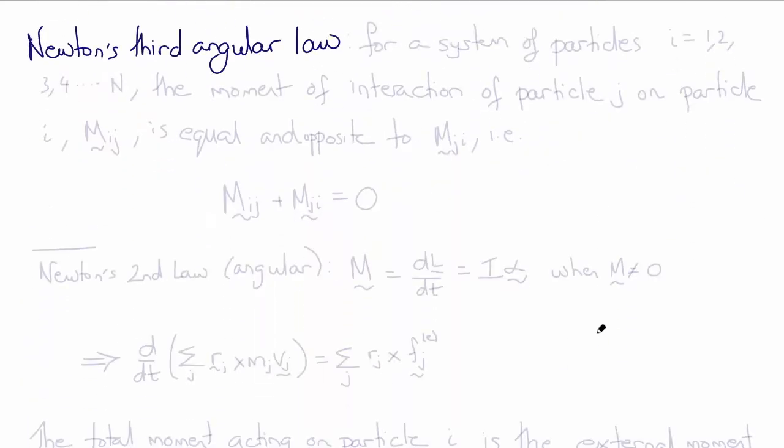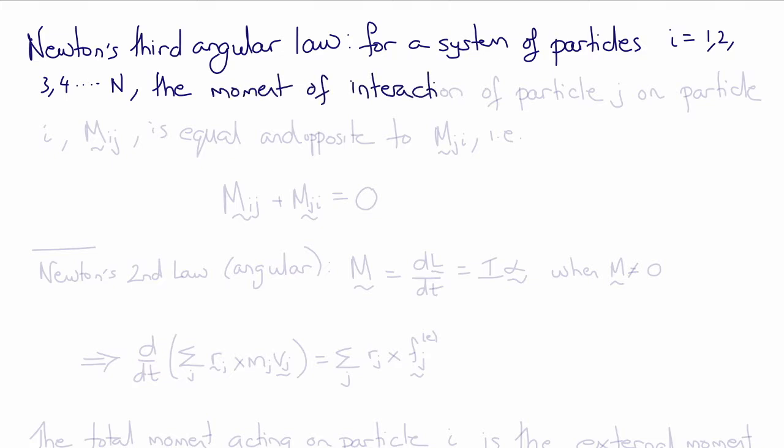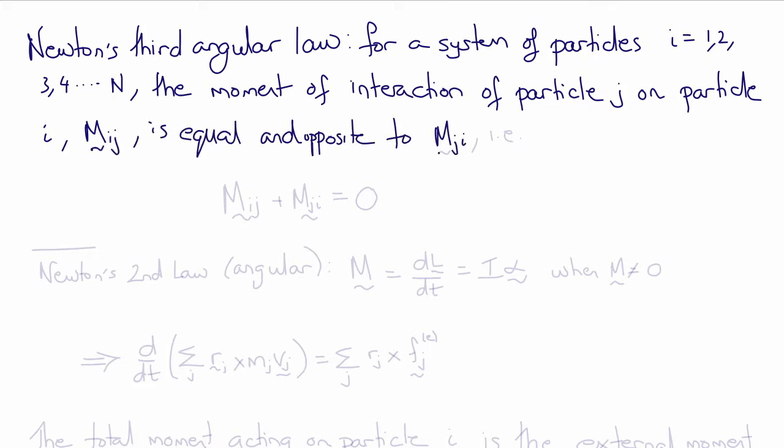Newton's third angular law for a system of particles, i equals 1 through n, states that for every moment interaction, there's a moment reaction. The moment of interaction of particle j on particle i, Mij, is equal and opposite to the moment of interaction of particle i on particle j, Mji. And therefore we can write Mij plus Mji must equal 0.